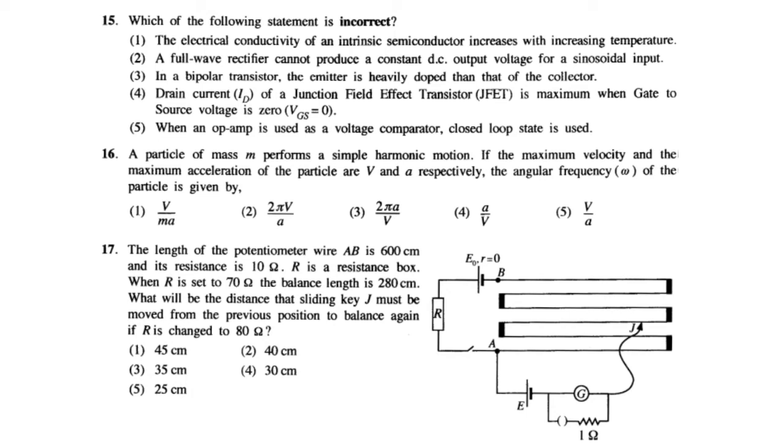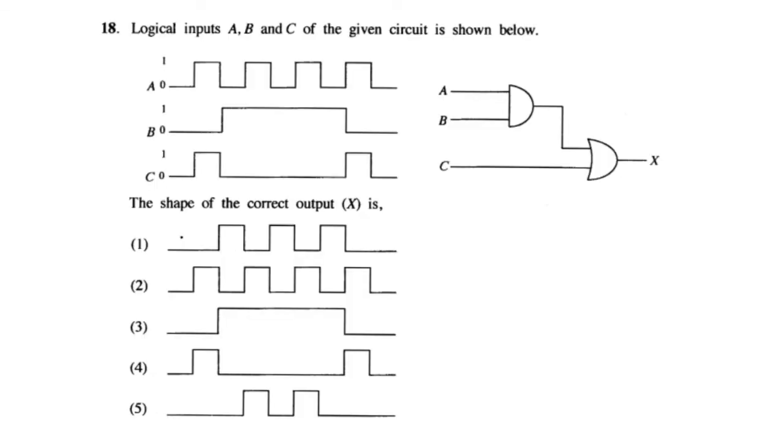Then by taking the ratios, 280 divided by 80 multiplied by 90, we get 315 centimeters. Then the distance that the sliding key is to be displaced equals 315 minus 280, which is 35 centimeters. Answer is 3. Question number 18.